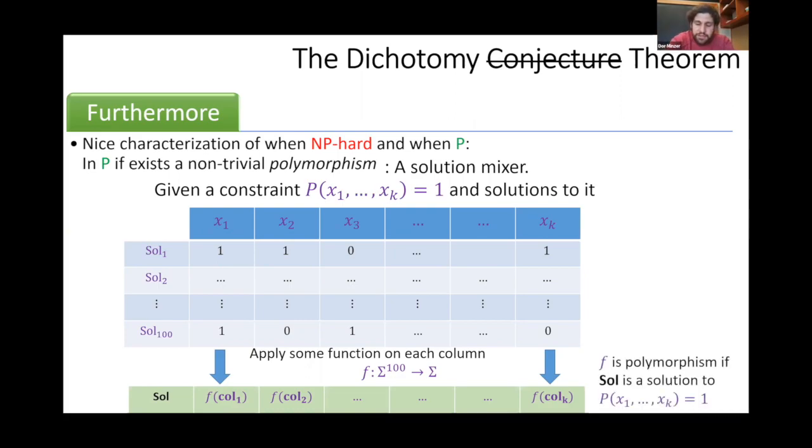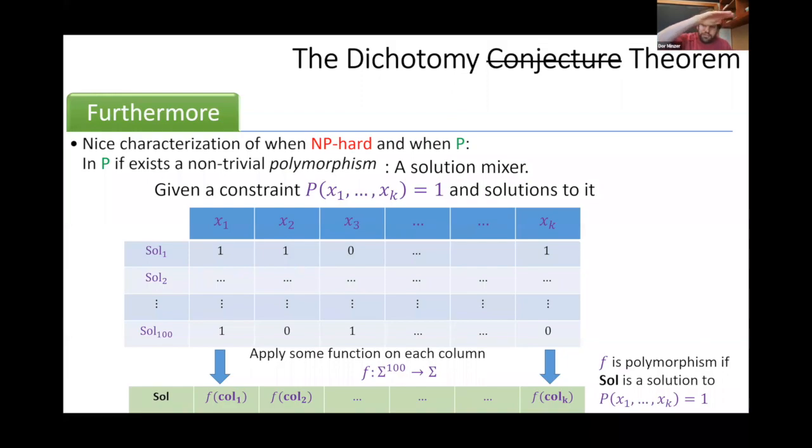I'm going to say that f is a polymorphism if whenever I do this experiment, meaning take a table consisting of solutions to the constraints, apply f and get a new vector, then this new vector is always also a solution to the constraint. So that's what polymorphism is about. Now, of course, there are trivial polymorphisms. So for example, the function f could always output the first coordinate.